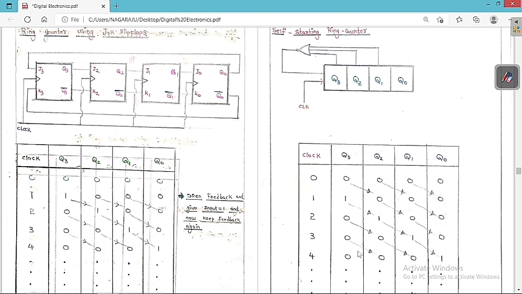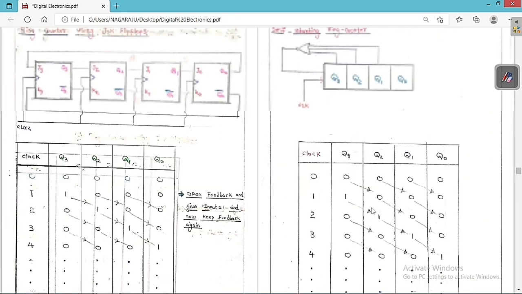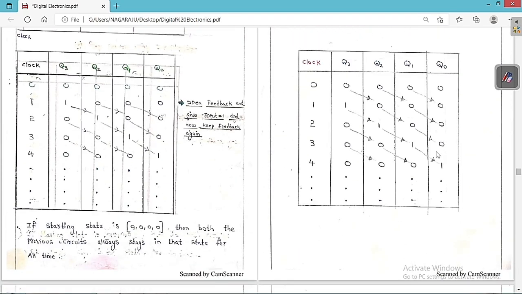1, 2, 3, 4. Only these are going to be present. These are the unique states. It is a starting state, it is not available in the unique states. So only these 4 states are going to be present. That's called the self-starting ring counter, because you don't have to open the feedback and you don't have to give the input as 1. So it is going to repeat all the time in this loop. So always only 4 unique states are going to be present.